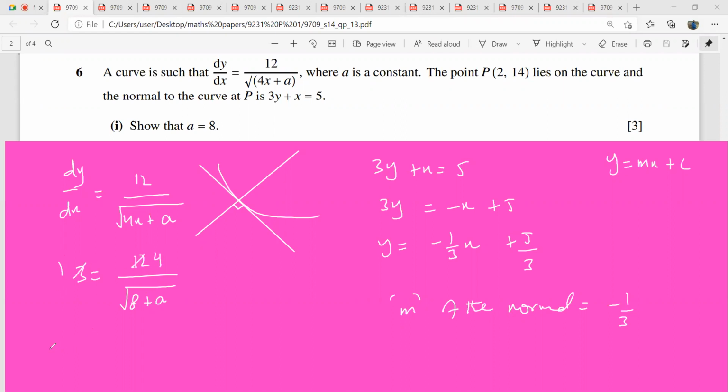I'll be doing the cross multiplication, that is the square root of 8 plus a, that is equal to 4. We square both the sides and we have 16, and therefore your a is going to be 8. That is the required value. Oh, so we have to show that a equals 8. So by the way, we have shown that. Okay, let's go to the next paper.